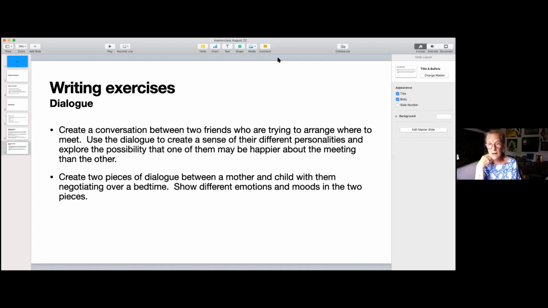So contemporary-set fiction does need as much, perhaps even more, careful research, because in a way, who's going to argue with you about something that you say happens in the 1600s? It's going to be pretty hard to prove. But anything that's happening now in the 2020s, we've got to be really careful to get it right.